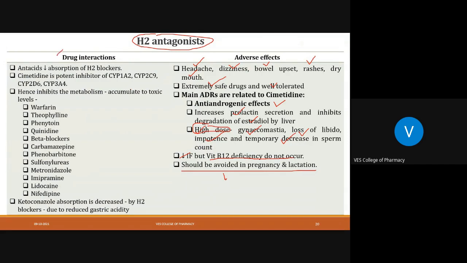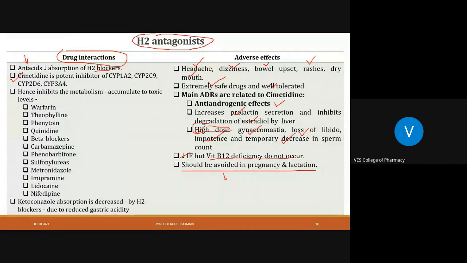Okay, then next about the drug interactions. We already discussed that it has drug interactions. So which drugs get affected? In the presence of antacid, this drug's absorption will get decreased. So antacid and this H2 antagonist should not be given together, because the pH will be hampered, and that pH change will cause a decrease in absorption.